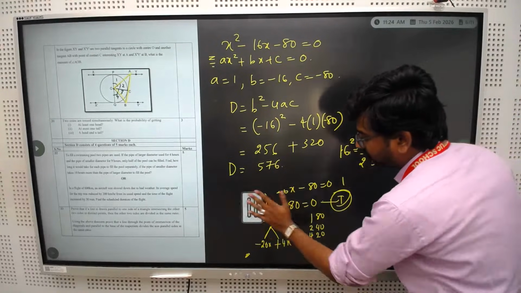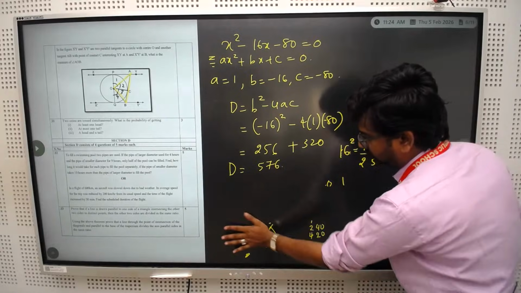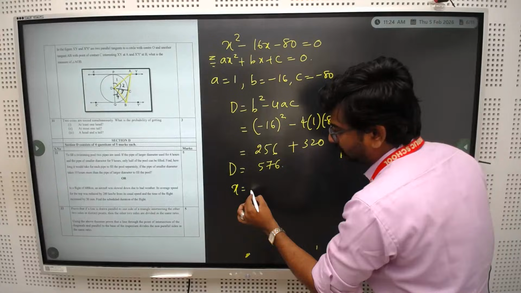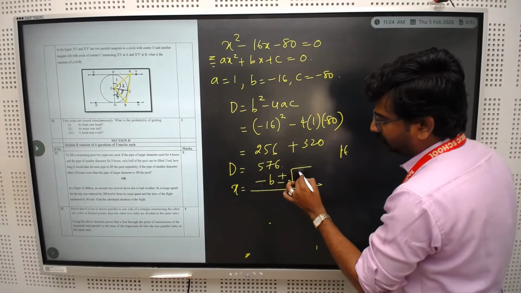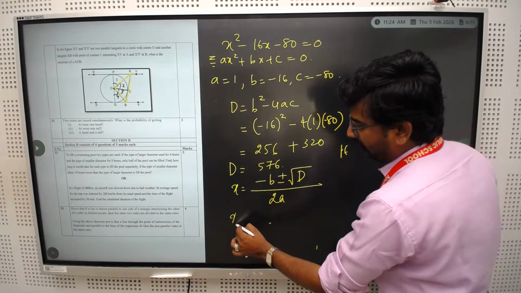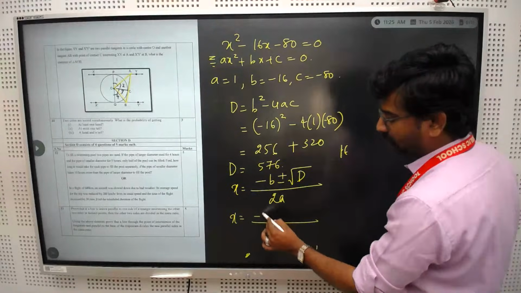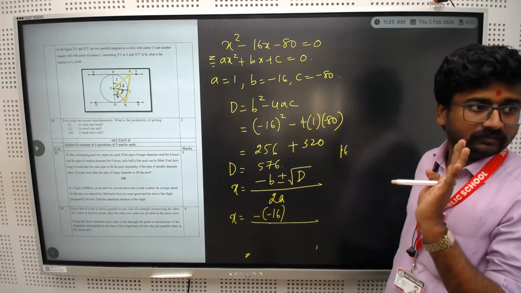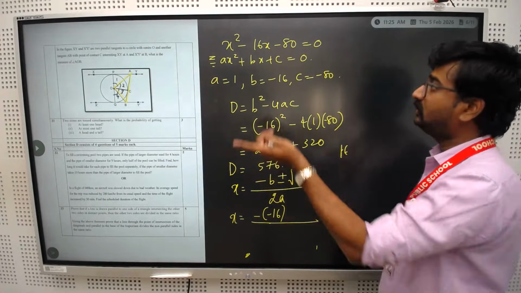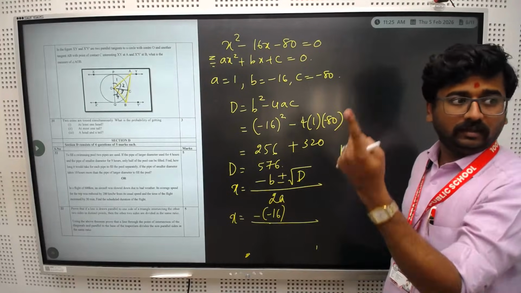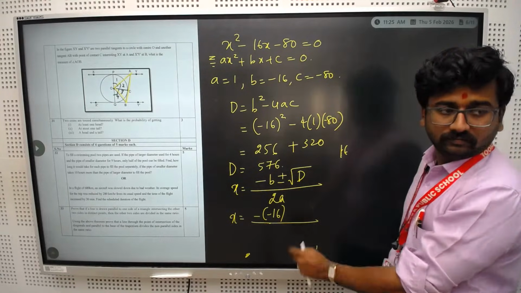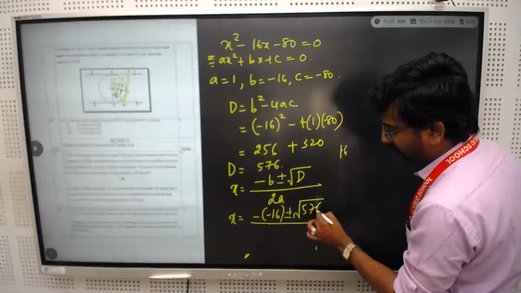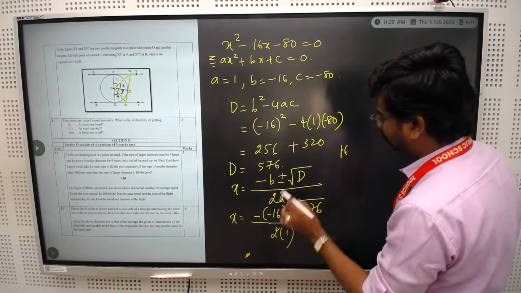How to find the x value? We know that x is equal to minus b plus or minus root D by 2a. x equal to minus, what is the b value? Minus 16. In a hurry, if you write minus 16, gone. Okay, the formula's minus sign is there. Check the b value. If b is minus, it will become plus. If b is plus, it will become opposite. Okay, plus or minus root 576 divided by 2 into 1.